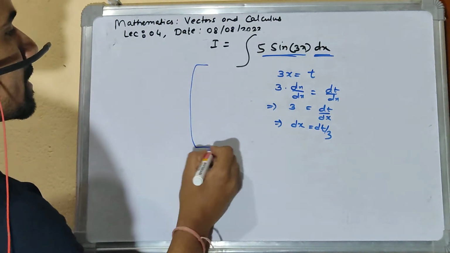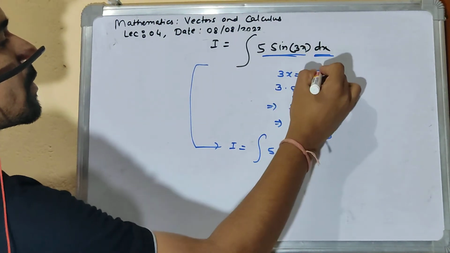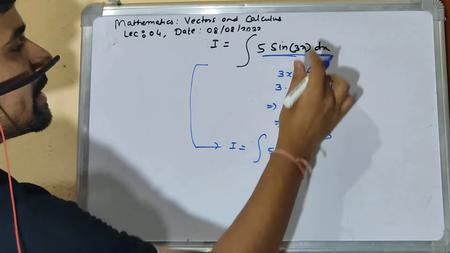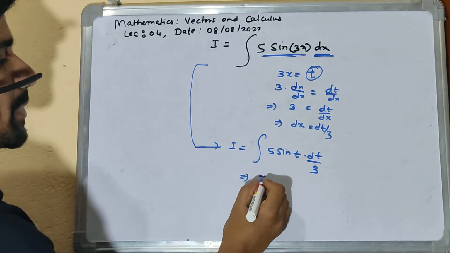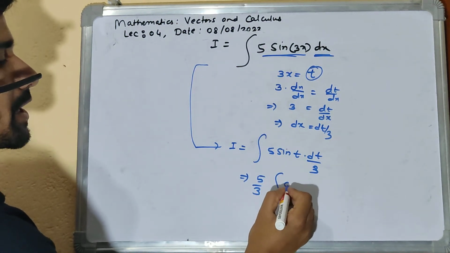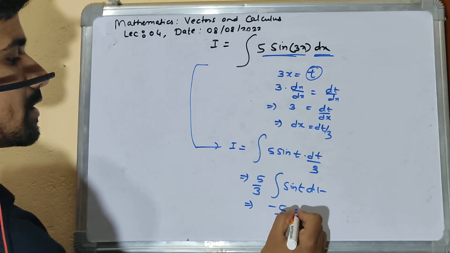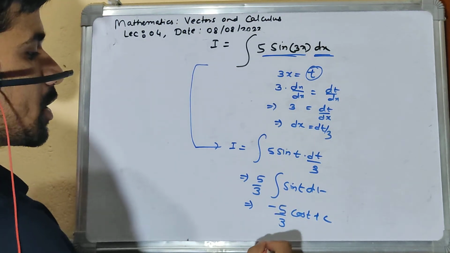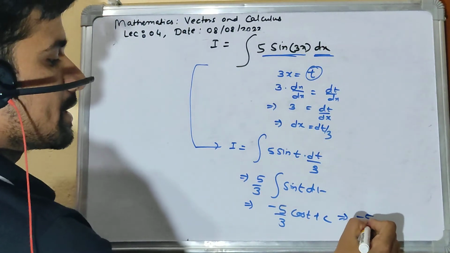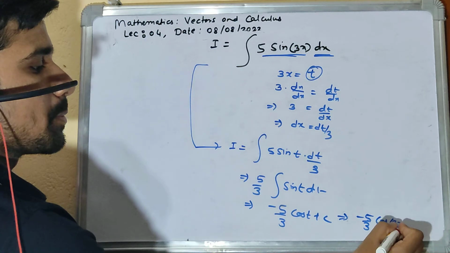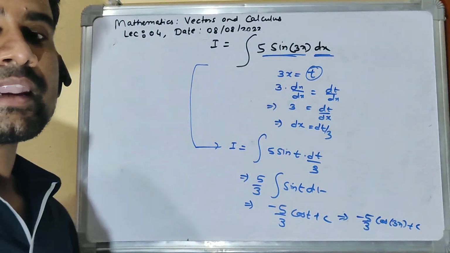Now the integral will change: 5 sin 3x becomes 5 sin t, and dx is dt by 3. So 5 by 3, which is a constant, will come out, and now it is the simple integration of sin t dt, which we already know. So this is nothing but minus 5 by 3 cos t plus c. Now I'll put the original value of t, which is 3x. So minus 5 by 3 cos 3x plus c. Clear? Okay.